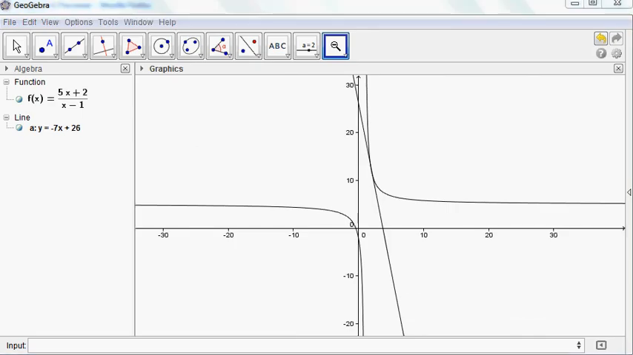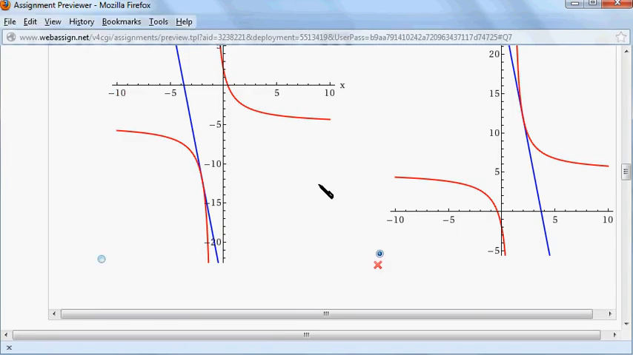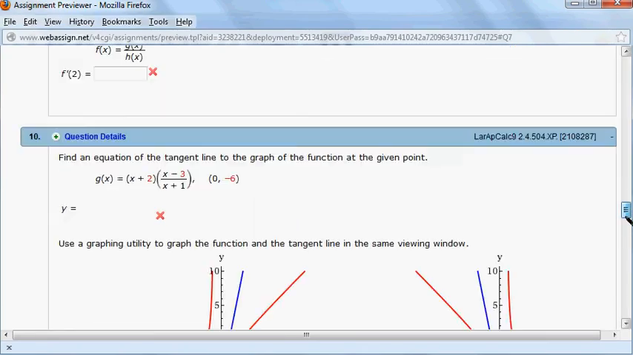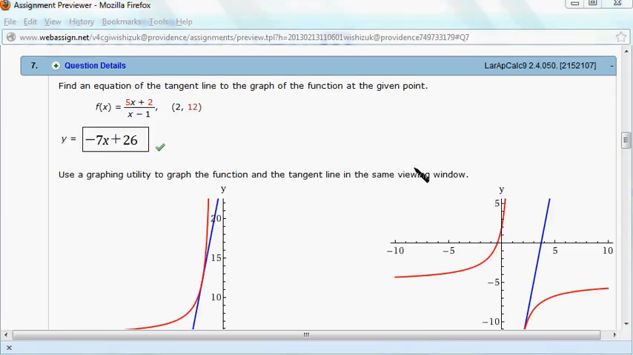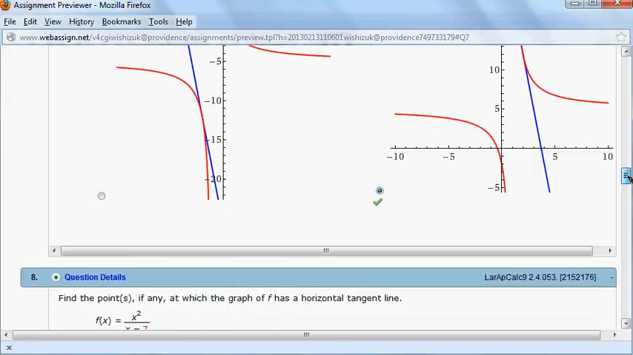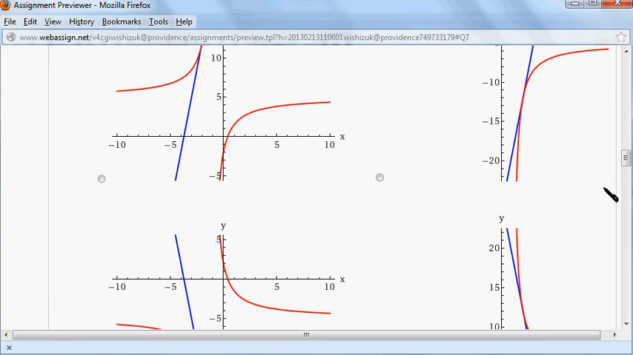So let's check the answer. It came back. It looks like the equation of the tangent line is correct, and the graph is also correct. So that's it. I hope that this was clear.